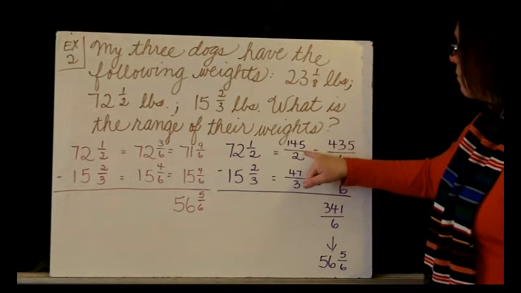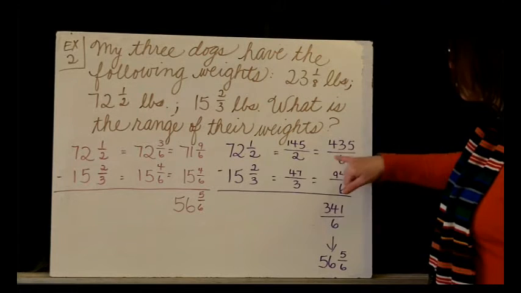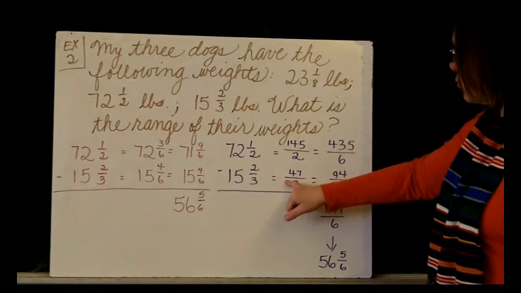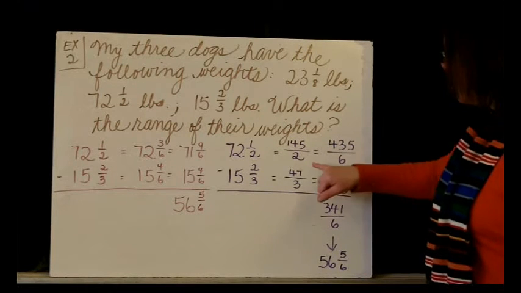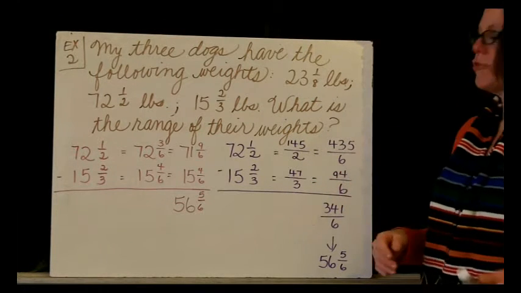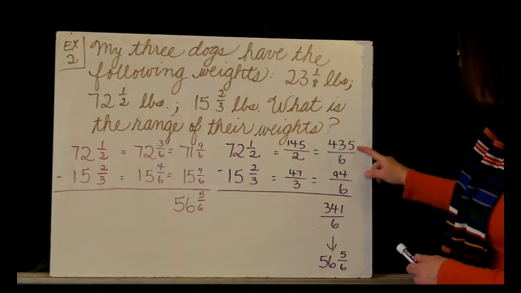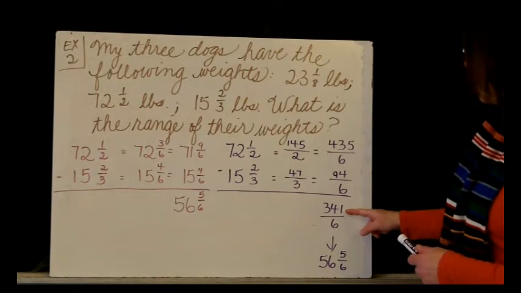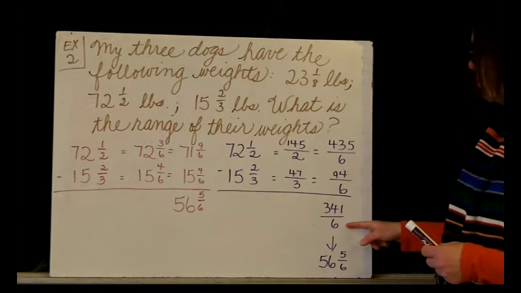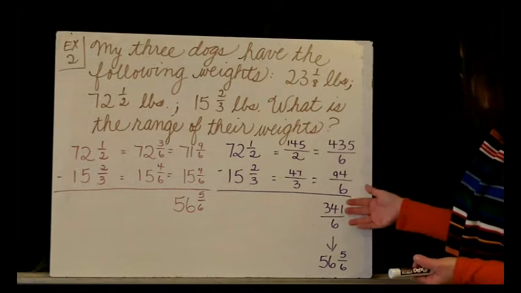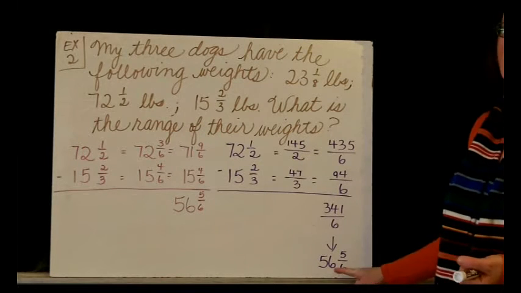So 145 over 2 becomes 435 over 6. Likewise, 47 over 3, when we double everything to get to the denominator 6, we end up with 94 over 6. Then we just do our regular subtraction. 435 minus 94 is 341 over the denominator 6. And then when you do your long division, 341 divided by 6, you will get 56 and 5/6.